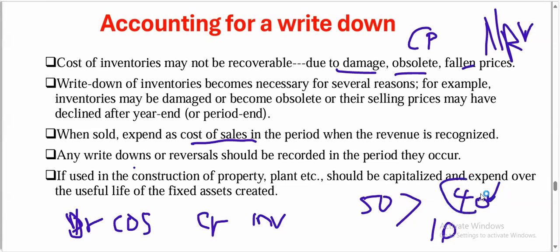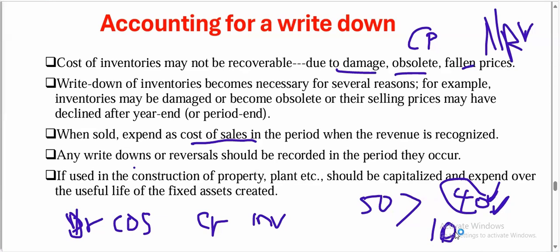If NRV is 40, we use the 40 as the value of the inventory. Now, immediately it is 40 as the value of the inventory, this 10 is automatically added to cost of sales, because how do we get cost of sales? Opening stock, we add purchases, and we less closing stock. So if you less 40, a smaller figure, you are adding the 10 to cost of sales. So usually we don't do anything. If there's a write down, usually just get your closing inventory 40 and go and less from your cost of sales, and automatically the 10 is added.